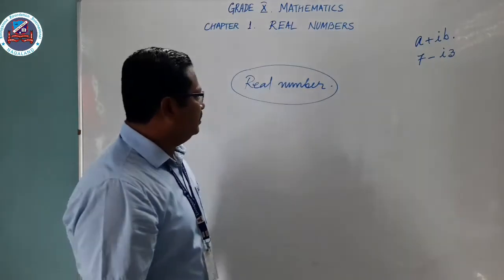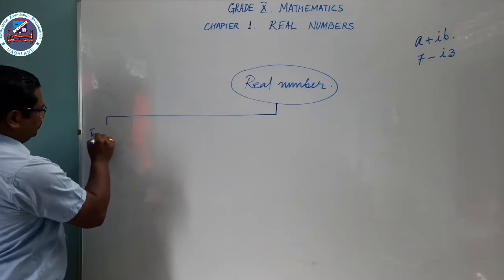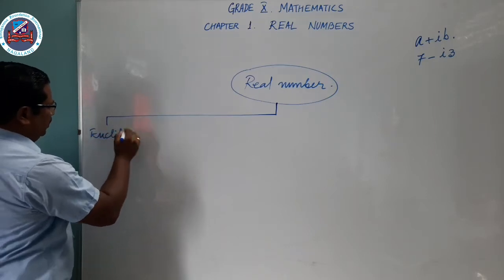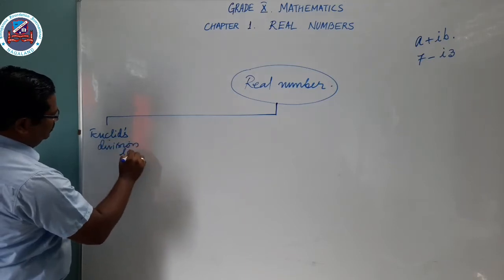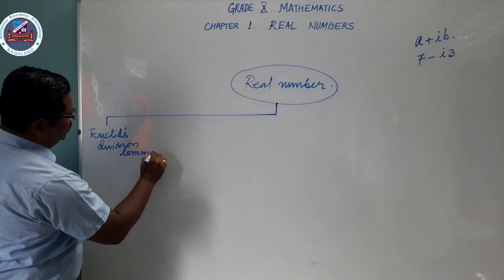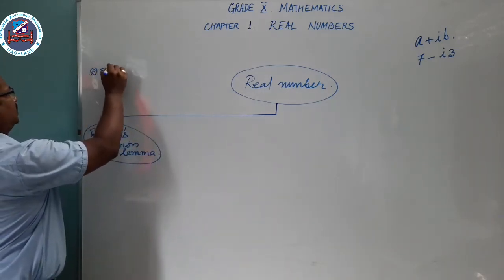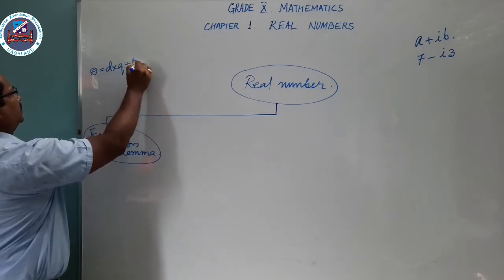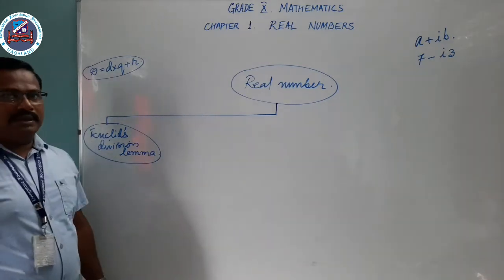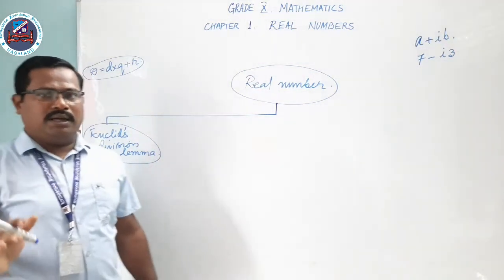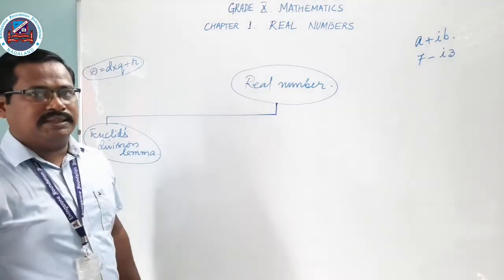In this chapter, real numbers, you are going to study about Euclid's division lemma. This is also not a new thing to you. You have been doing this dividend equal to divisor into quotient plus remainder. This comes under Euclid's division lemma. Lemma is a statement which does not require any proof. Without proving also you know that it is correct. That type of statement we call it as lemma.